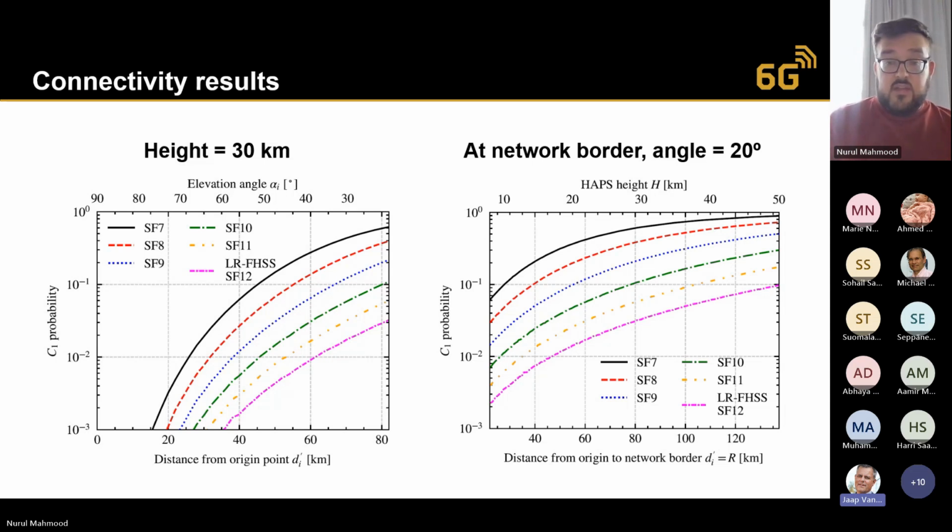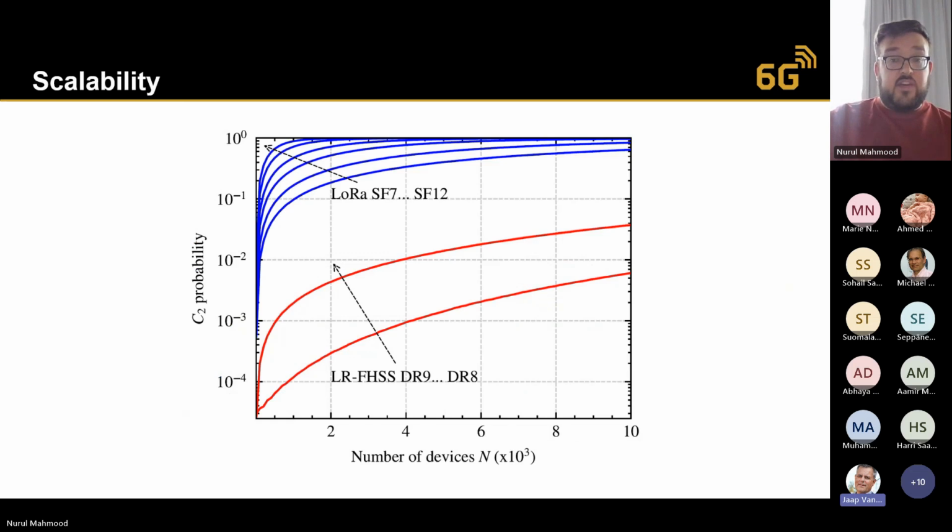You can see that of course, for a smaller elevation, for a smaller height, we have better coverage, but this incurs a smaller footprint, so a smaller coverage area. So here you can see a bit of the trade-off between the HAPS height, the elevation, and the area coverage.